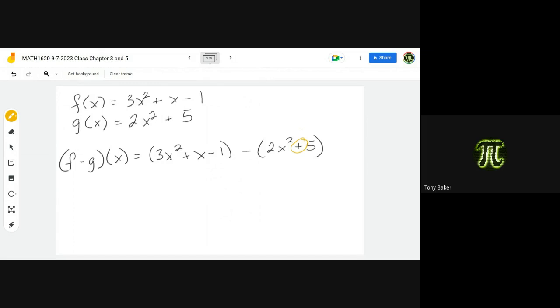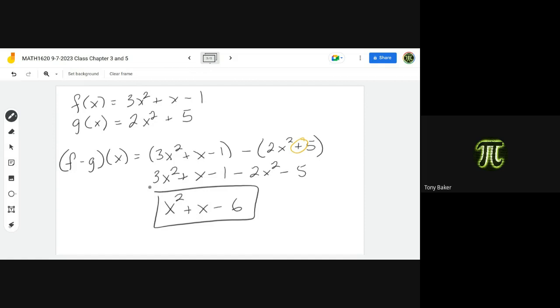If you had just written 3x squared plus x minus 1 minus 2x squared plus 5, you might forget that one when you're putting them together and you might get the wrong answer. That's why the parentheses help, because it forces you to remember, oh, I have to do distribution. So now we have 3x squared plus x minus 1 minus 2x squared minus 5. And now I can combine like terms. So 3x squared and 2x squared is x squared plus x minus 6. And that would be your final answer for this problem.